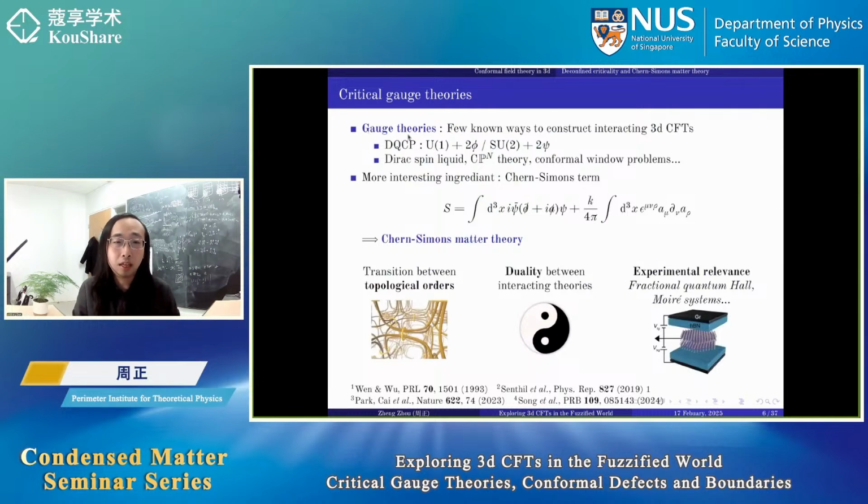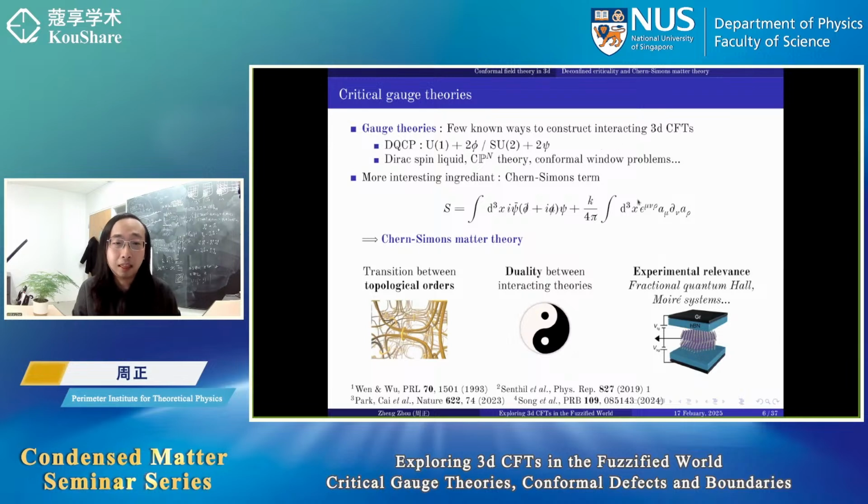So gauge theories are among the few known ways to construct interacting 3D CFTs. They also give rise to many interesting problems. For example, condensed matter people are interested in the nature of the Dirac spin liquid or the nature of the CP^N theory. In high energy, there is also the significant problem of the conformal window of the gauge theories.